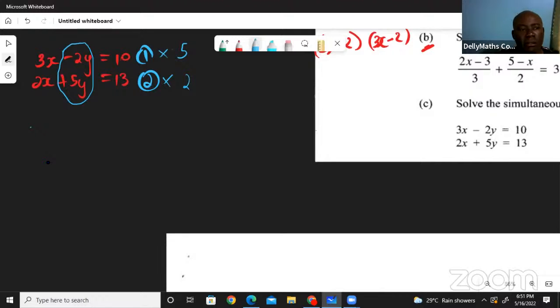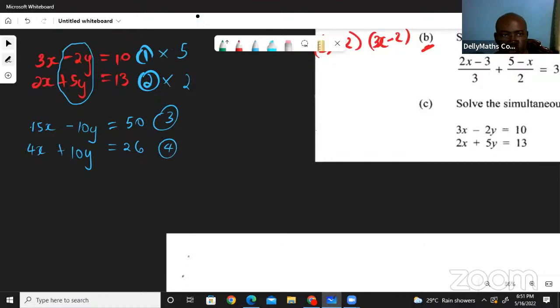All right. So we're going to create some more equations. 5 times 3 gives us 15x. 5 times negative 2 is negative 10y. So 15x minus 10y. 5 times 10 is 50. 2 times the 2 is 4x, and 2 times the 5 gives us 10y, and that is equal to 26, 2 times that. So making sure there's no error in our multiplication, that is equation 3, and that is equation 4.